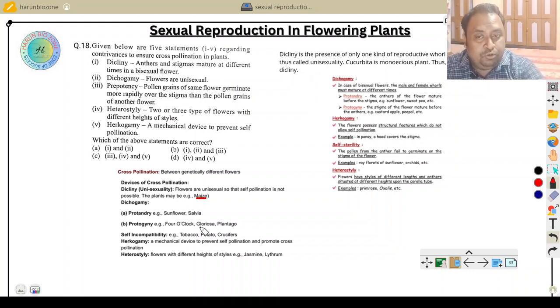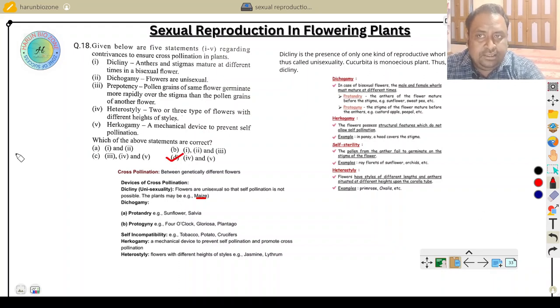Evening primrose, gloriosa, plantago. Self incompatibility means when pollination does not occur; this is called self incompatibility. Herkogamy, a mechanical device to prevent self pollination and promote cross pollination. Heterostyly is when the style size is different. So here the right answer is D.